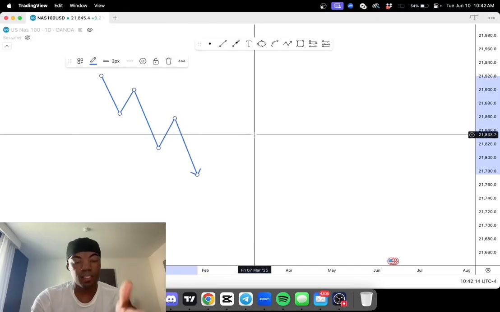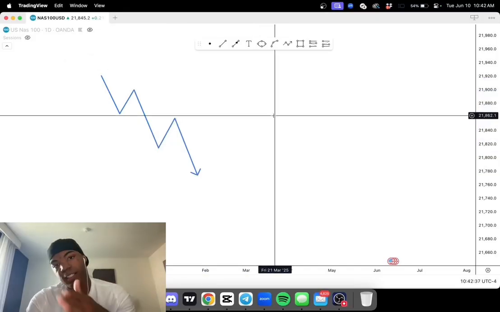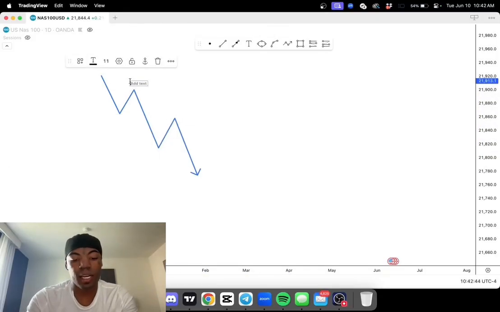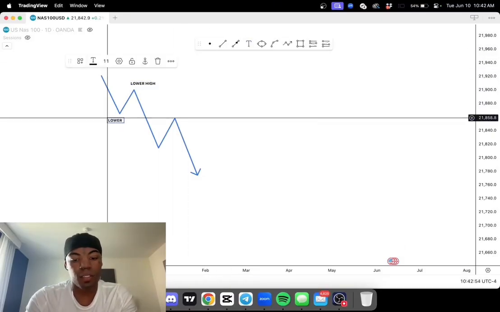Say this to yourself right now. This is a downtrend. Now, answer the question, why do I see this as a downtrend? A downtrend consists of lower lows and lower highs. So in this case, this is a lower high and this is a lower low, right?